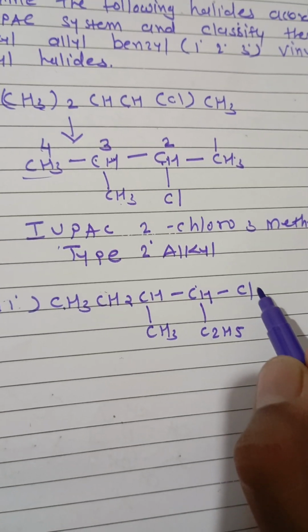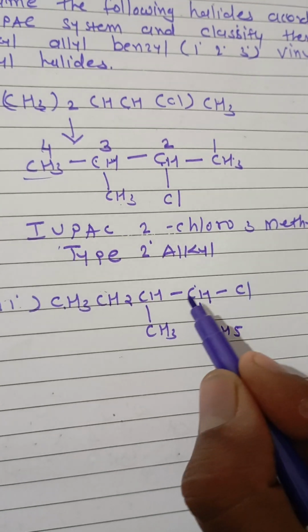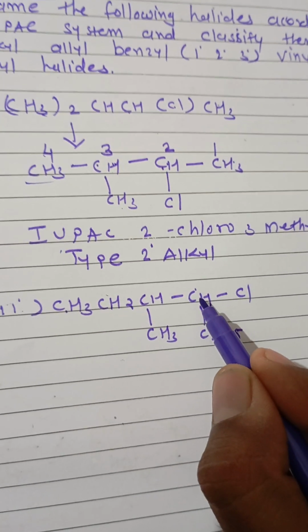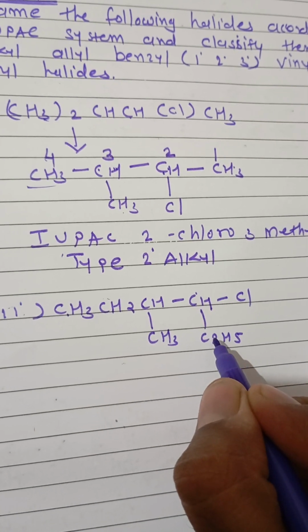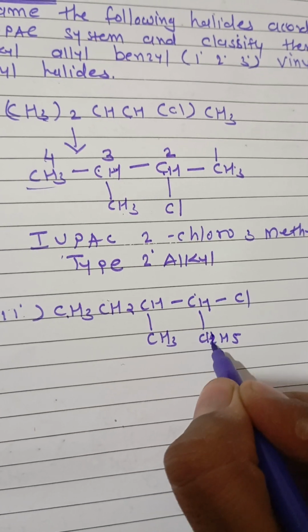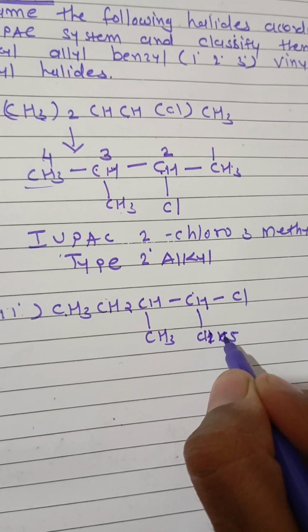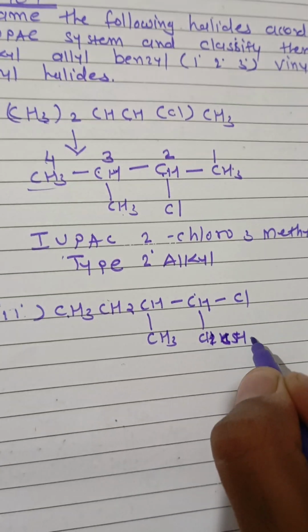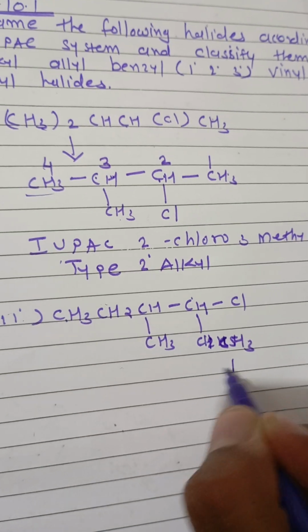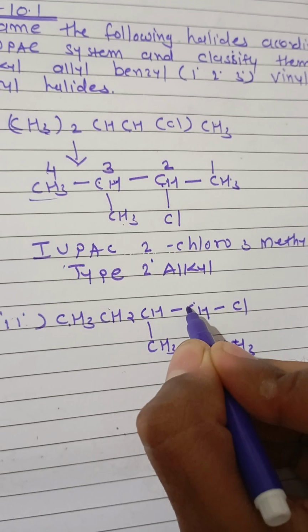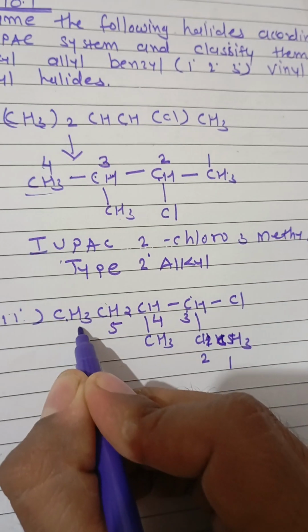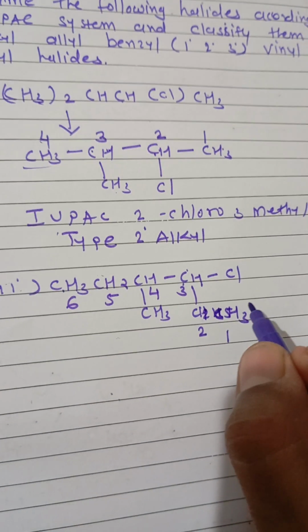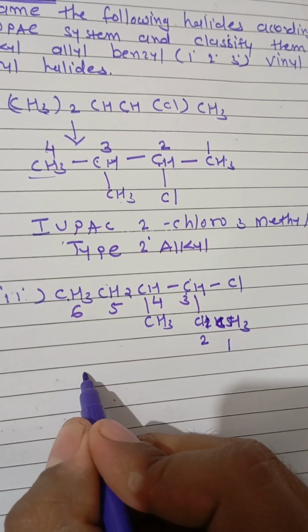There are substituent groups. Chlorine comes on the third carbon, so we start numbering from here. Instead of C2H5 here, I mentioned CH2CH3 to make this structure easy, and I make the numbering from here: 1, 2, 3, 4, 5 and 6. So here the third carbon has the chlorine.